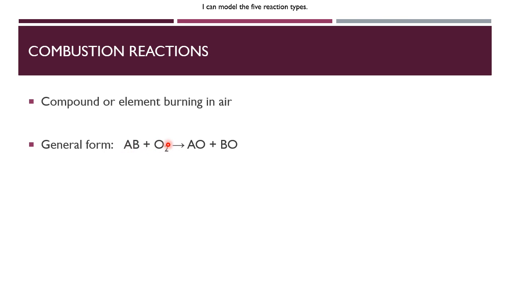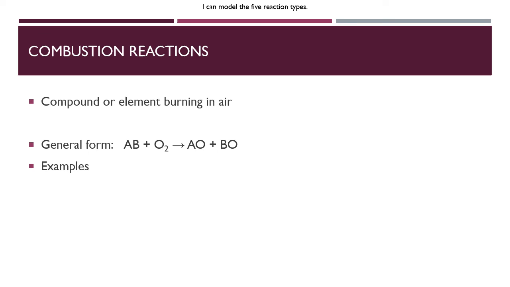So if a compound burns in air, what we're going to get is a combination of oxides made from that compound. So notice AB contains generically the elements A and B. We're going to get some oxide of A, so AO, and we're going to get some oxide of B, meaning BO. When we say an oxide, it just means a compound that contains oxygen with another element.